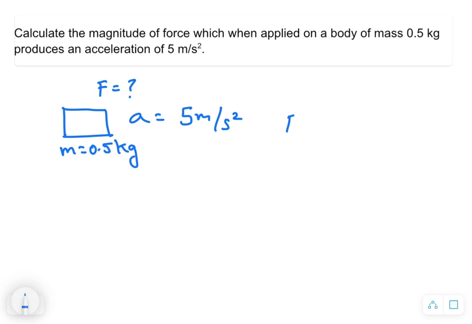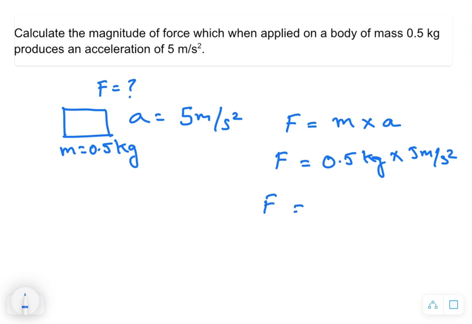Now, force is the product of mass and acceleration of the body. Mass of the body is 0.5 kilograms and acceleration is 5 meters per second square. So, F will be equal to 2.5 newtons.